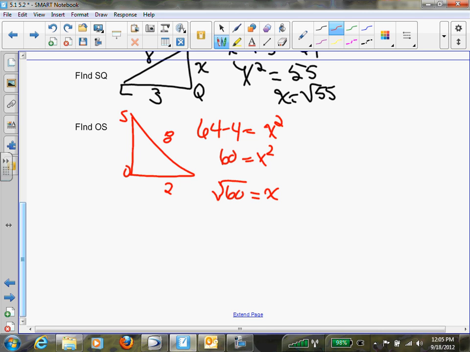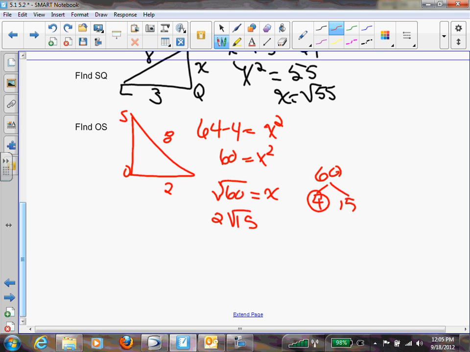No decimals are allowed. Must. Okay. 2 root 15. If we're unsure, we need to factor, if you remember. That's 4 times 15. This is a perfect square, isn't it? So it's 2 root 15. That's the kind of answer that I want. I don't want decimals. Sarah.